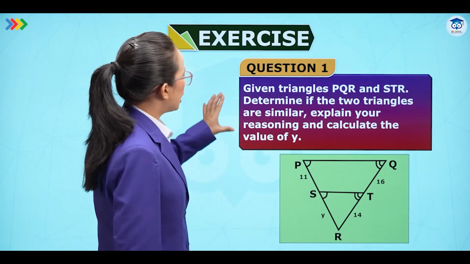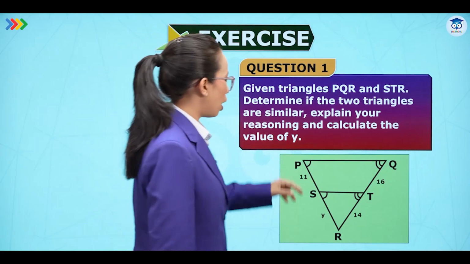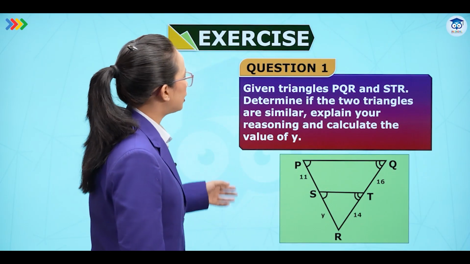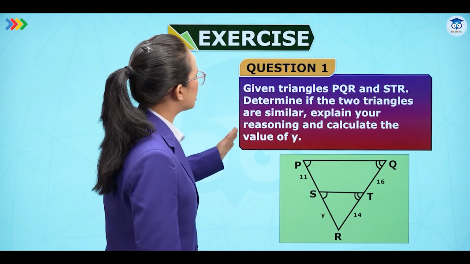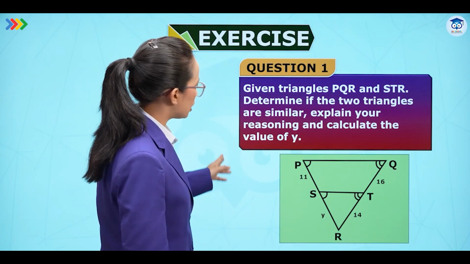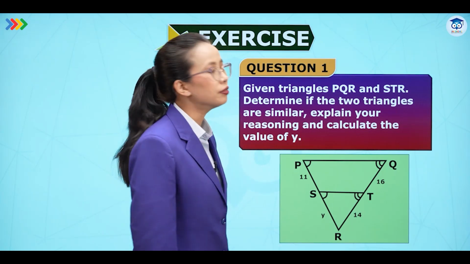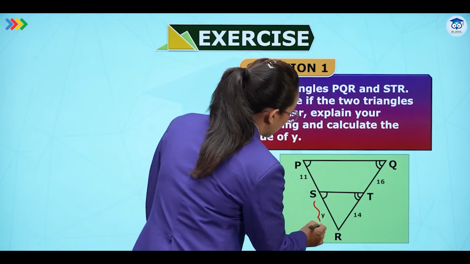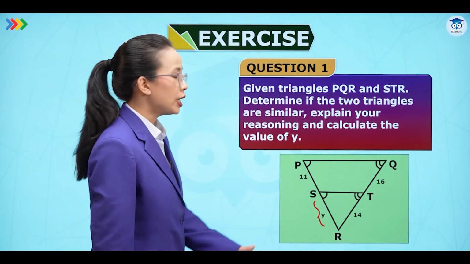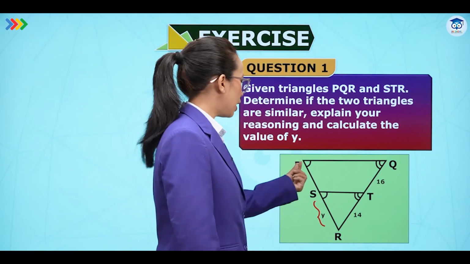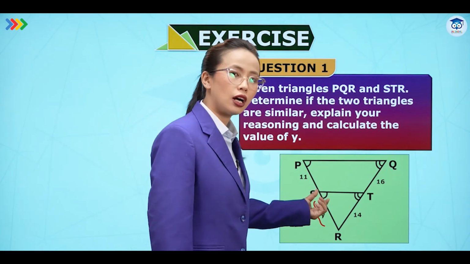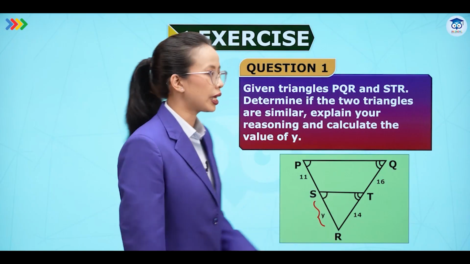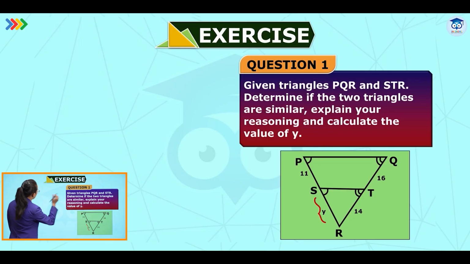So here, given triangle PQR, determine if the two triangles are similar, explain your reasoning and calculate the value of y. So we are going to find the value of y here. Now here it is given that angle P and angle S are equal and angle Q and angle T are equal. So we will consider two triangles here now.